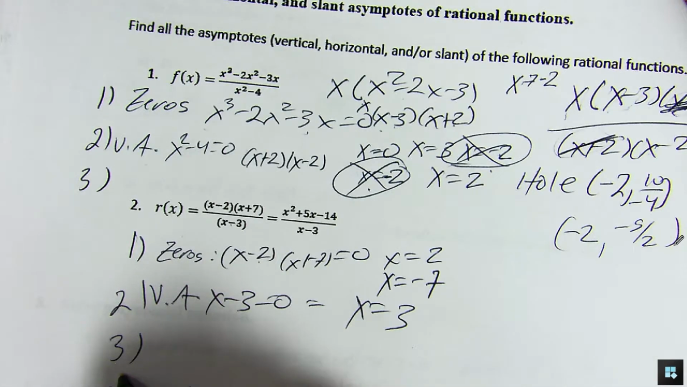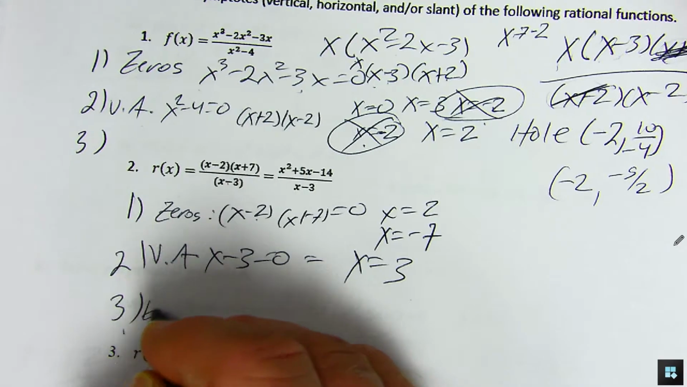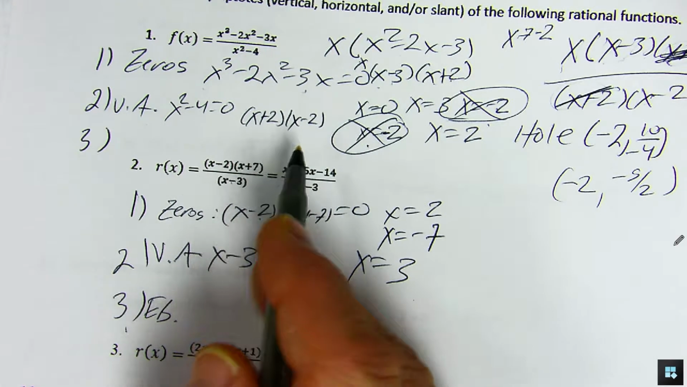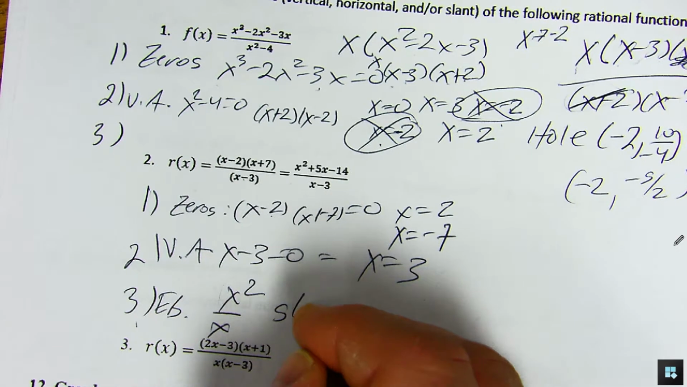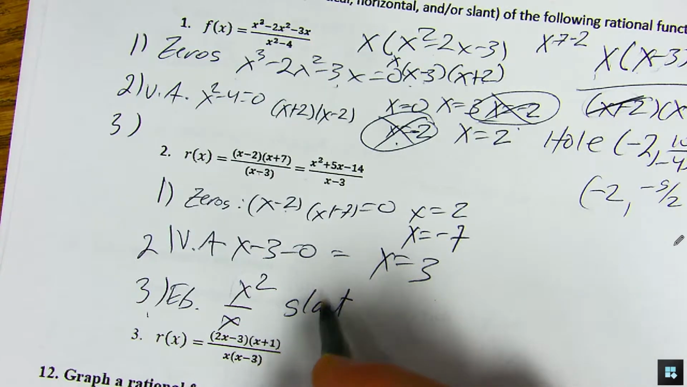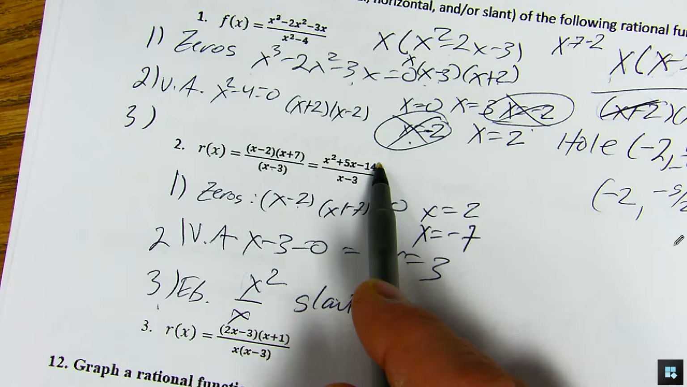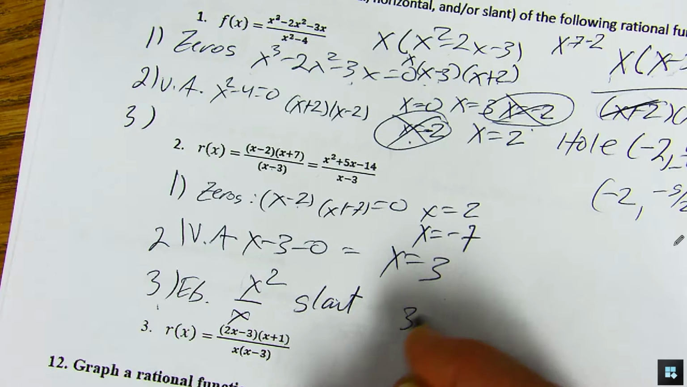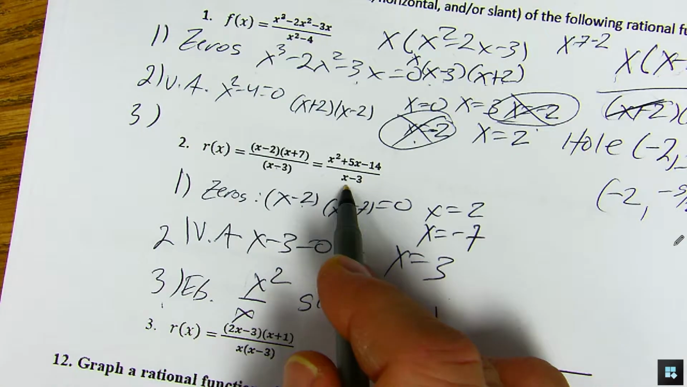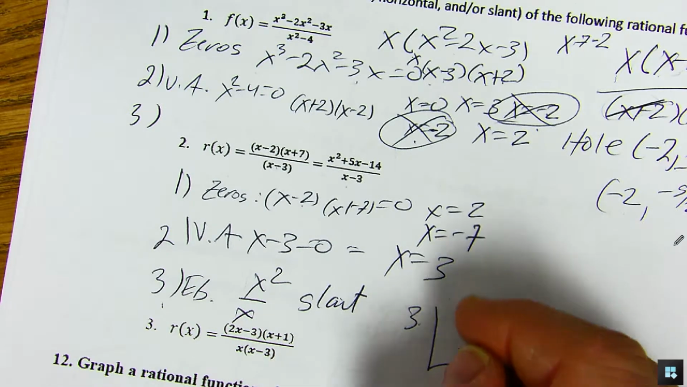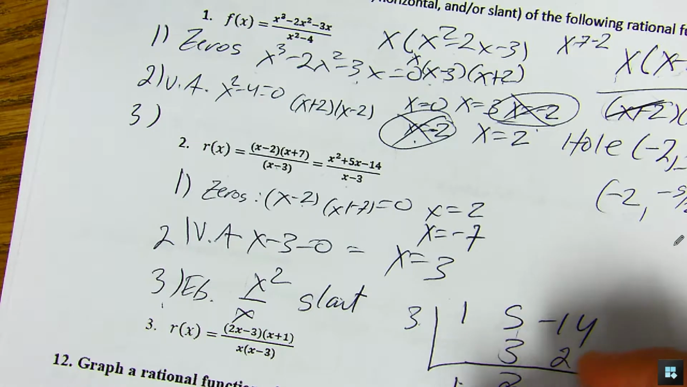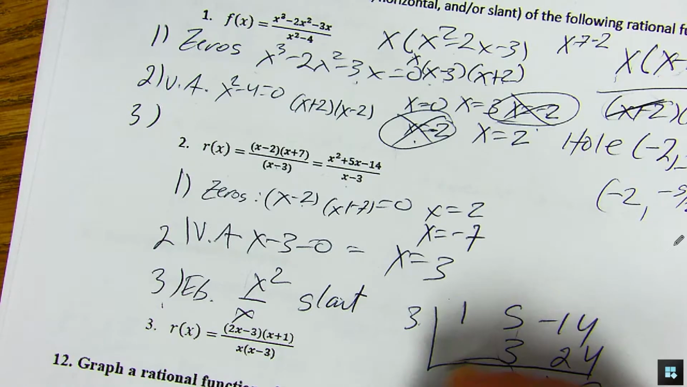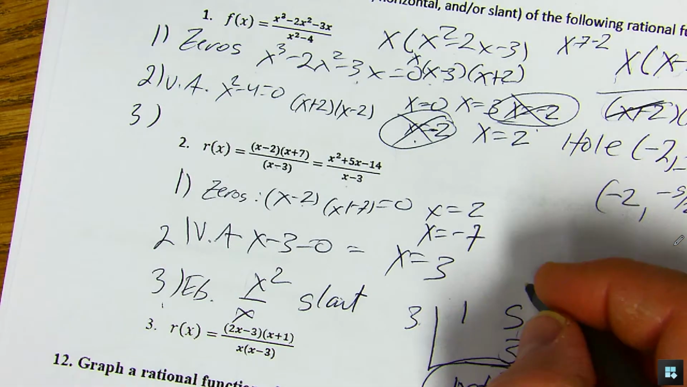Number 3, end behavior. What matters most on top is x squared. What matters most on bottom is x. This is a slant asymptote. To figure out what that slant is, I need to divide these. I can synthetically divide. So I take 3. Remember, you take the 0 of this. Synthetically divide 1, 5, negative 14. 1 times 3 is 3, 8. 8 times 3 is 24. Add this up: 10. We don't care about the remainder. That is your slant asymptote, x plus 8.